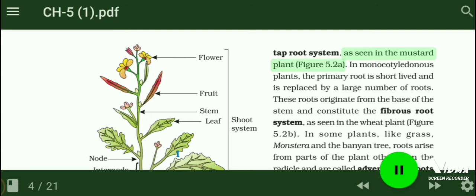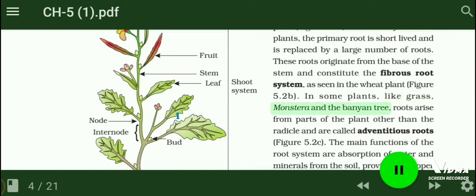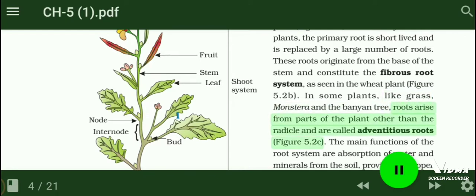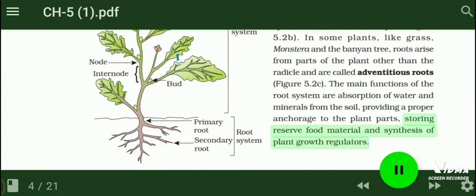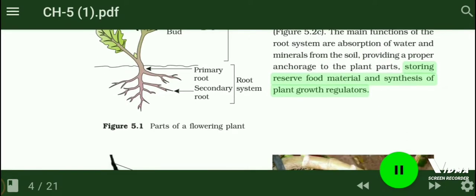Figure 5.2a. In monocotyledonous plants, the primary root is short-lived and is replaced by a large number of roots. These roots originate from the base of the stem and constitute the fibrous root system, as seen in the wheat plant. Figure 5.2b. In some plants, like grass, Monstera and the banyan tree, roots arise from parts of the plant other than the radicle and are called adventitious roots. Figure 5.2c. The main functions of the root system are absorption of water and minerals from the soil, providing proper anchorage to the plant parts, storing reserve food material and synthesis of plant growth regulators.